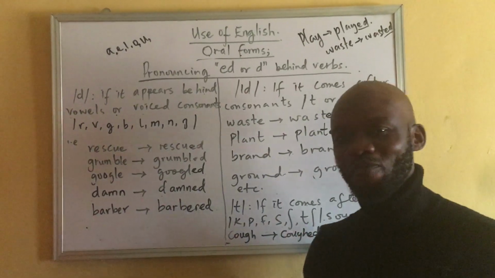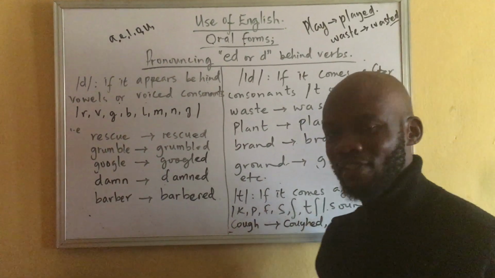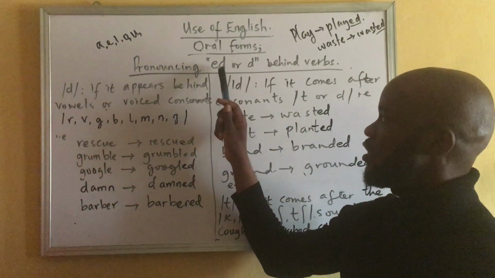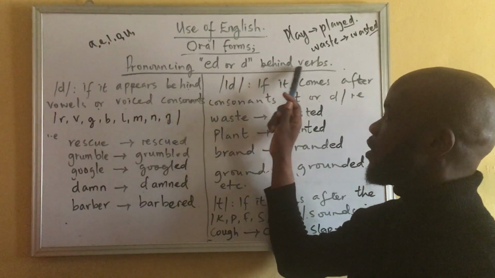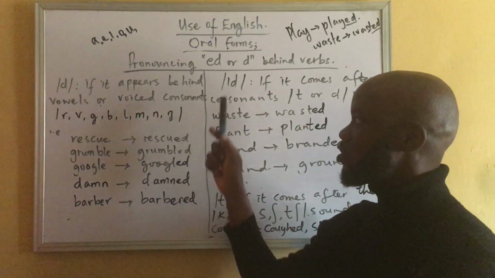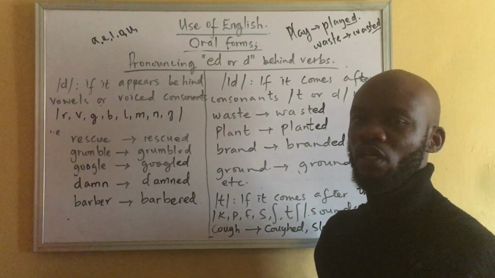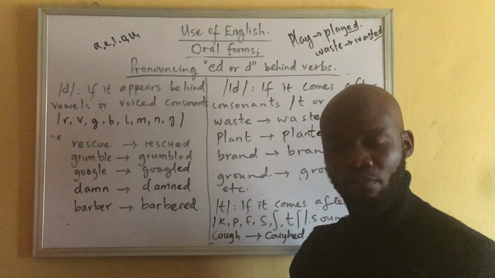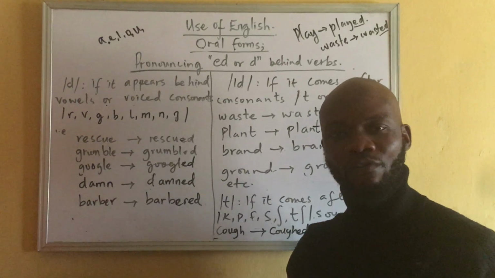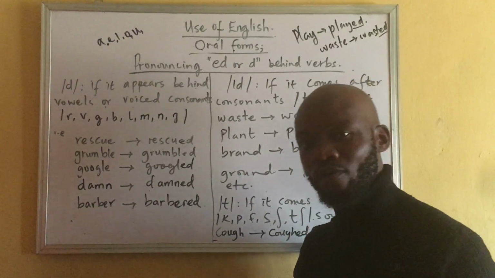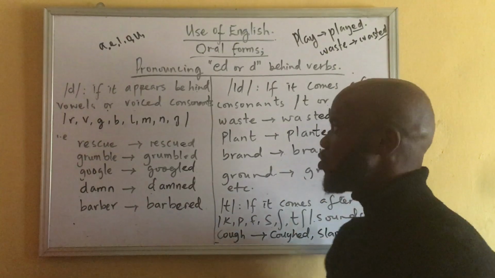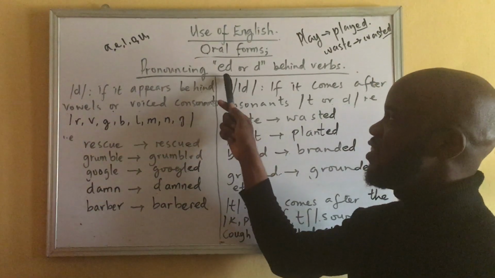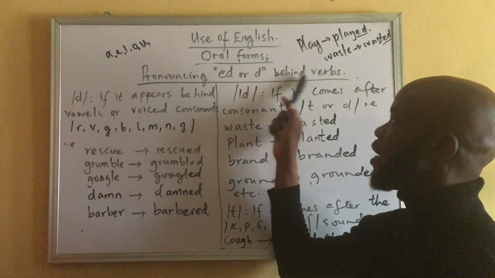So I'll go straight to the topic, and I'm hoping that knowledge is passed. All right, the topic for today is on pronouncing the ed or d behind verbs. And of course, this is a subtopic under the oral forms. In your exams, whether UTME or SSCE, you're going to have an aspect that has to do with test of orals. You know that, right? Of course. So basically, this will tackle how ed or d sounds behind what?